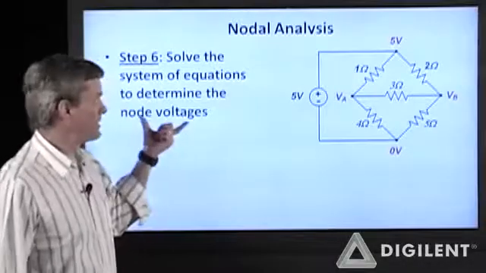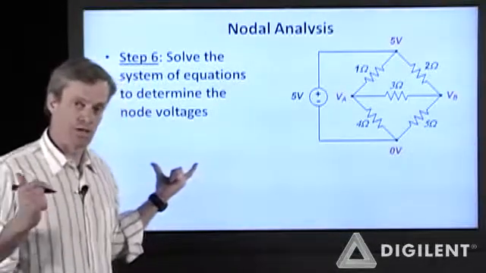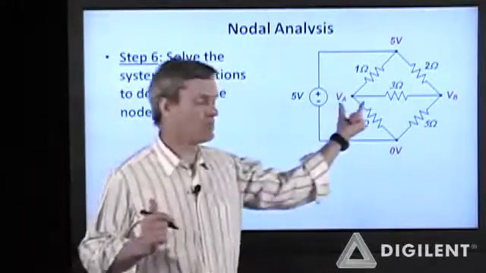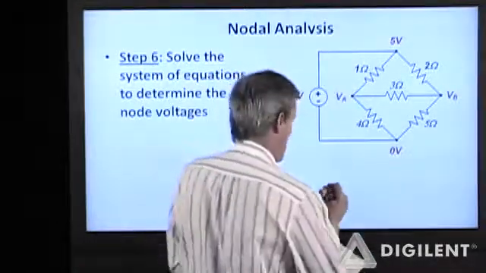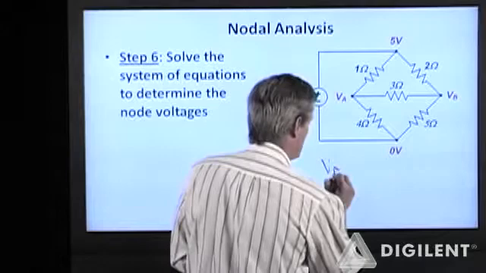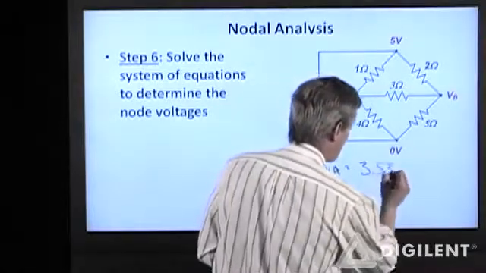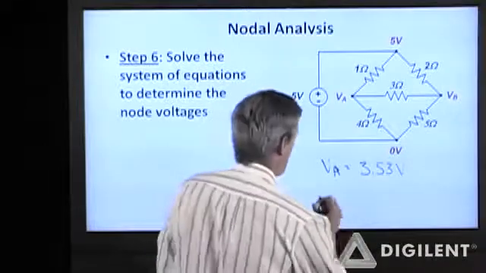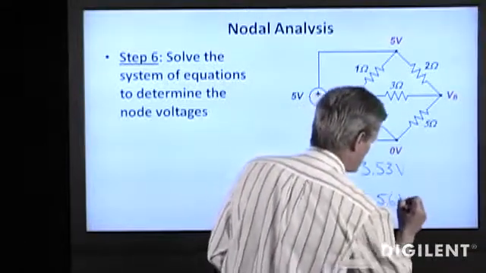Finally, step 6, we can solve our previous system of equations, 2 equations and 2 unknowns, in order to determine VA and VB. I'm not even going to pretend I can do that in my head. It turns out that VA is 3.53 volts and VB is 3.56 volts.